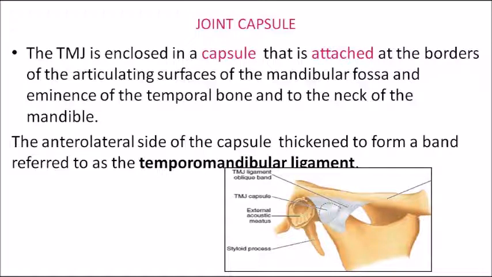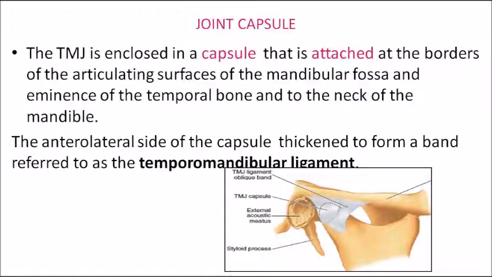And please look at the attachment of this capsule. This capsule is attached to the borders of the articulating surface of the mandibular fossa. So you have one attachment towards the articulating surface of the mandibular fossa and the eminence of the temporal bone, and inferiorly it is attached to the neck of the mandible. These attachments are very clear in this picture. In fact, all these osseous portions of the TMJ itself are the attachment sites for the joint capsule.